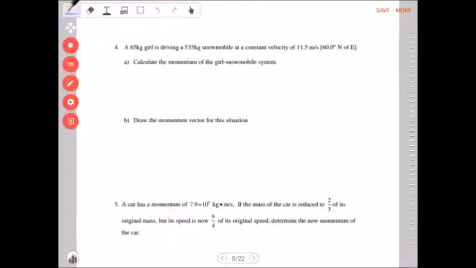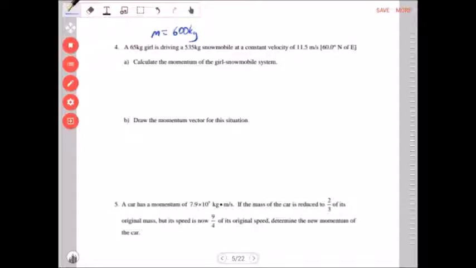Number 4. A 65 kilogram girl is driving a 535 kilogram snowmobile at a constant velocity of 11.5 meters per second at 60 degrees north of east. Calculate the momentum of the girl snowmobile system. Well, what we do there is we just add up the mass. So 65 and 535. That works out to a nice even 600 kilograms.